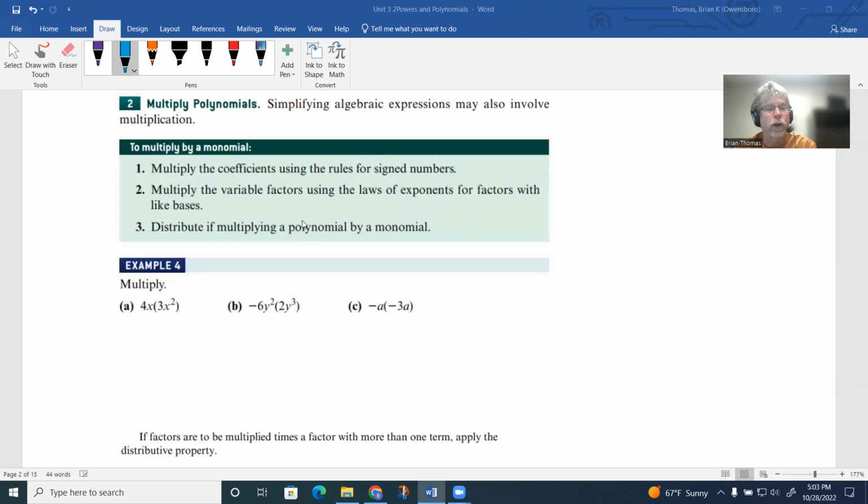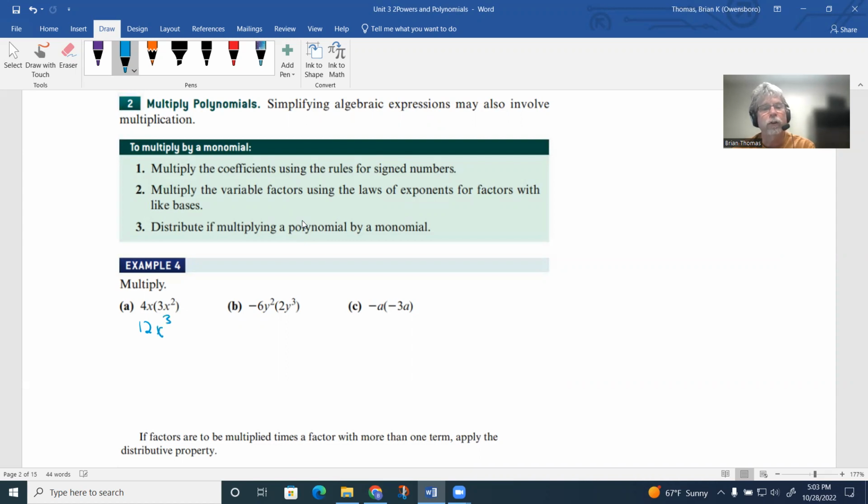So if I look at 4x cubed times 4x times 3x squared, notice how we want to multiply the coefficients together first. So if you multiply the coefficients together, 4 times 3 is going to give me a 12. And then x times x squared, we would follow the rules of exponents, which means we actually add those exponents, and that'll be x to the third power.